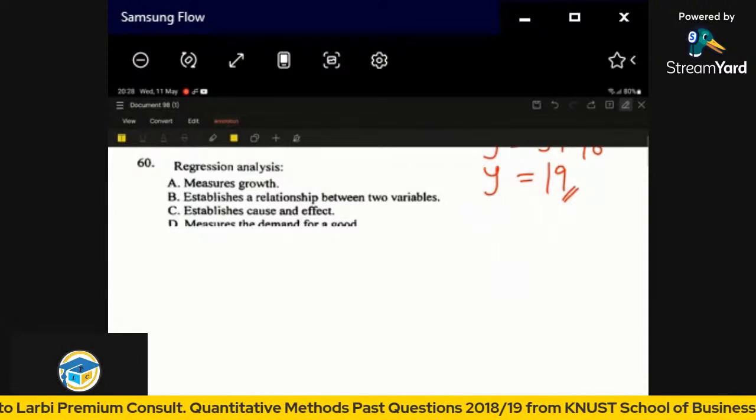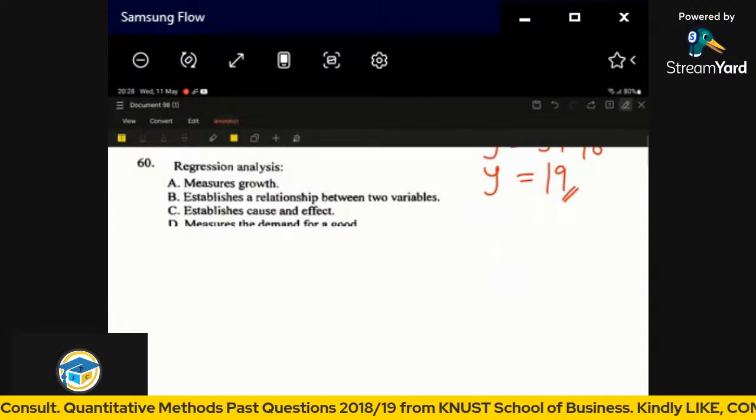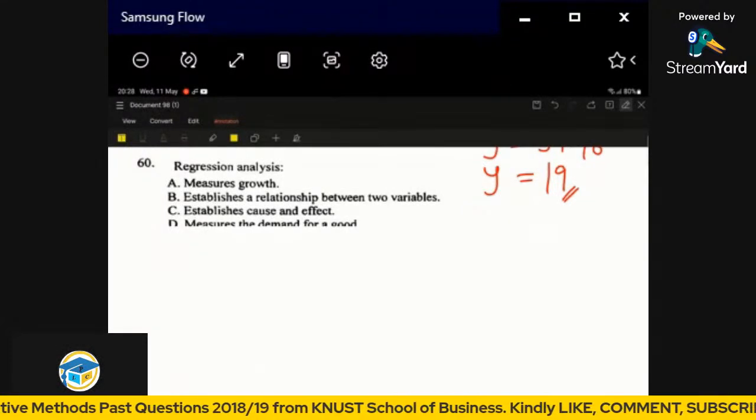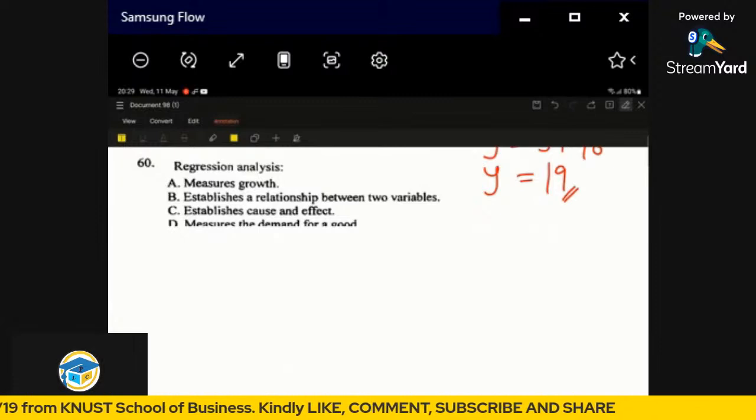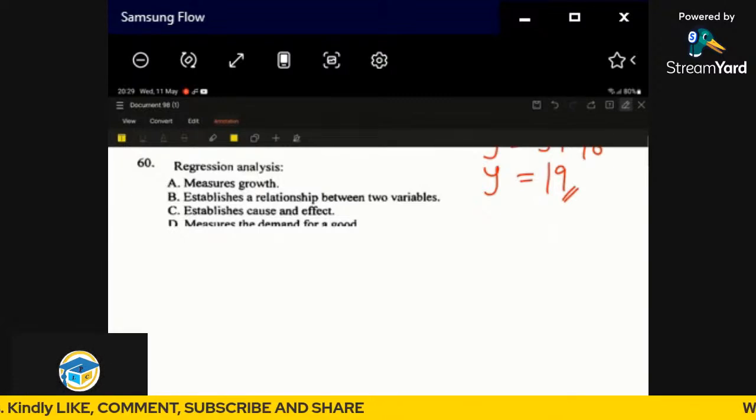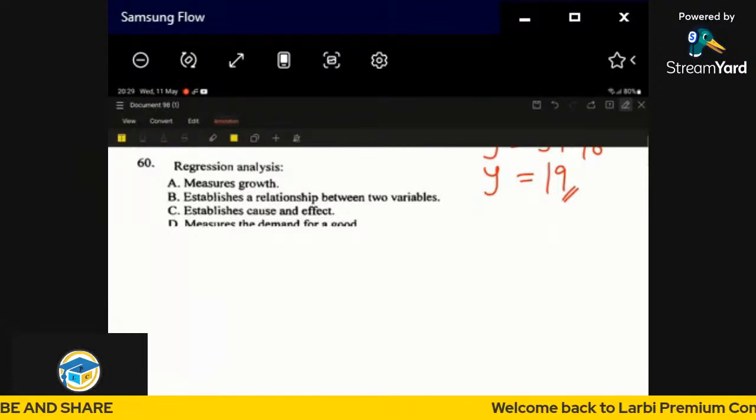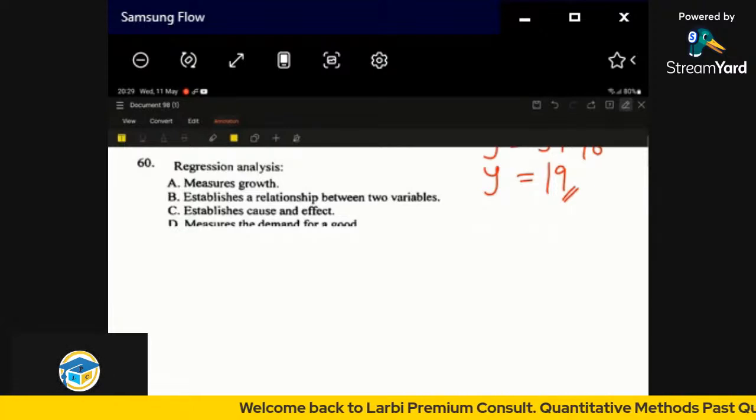We are just interested in causation. And since we have cause and effect here, it's a different ball game altogether. So that becomes an option outside the box. Is that okay? And this says measure the demand for a good. No. So you can say that regression analysis is used to establish a relationship between two variables. It talks about the nature of the relationship between two variables.